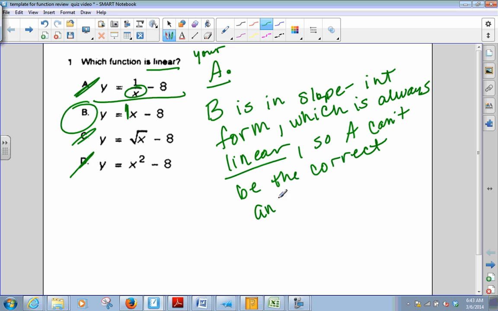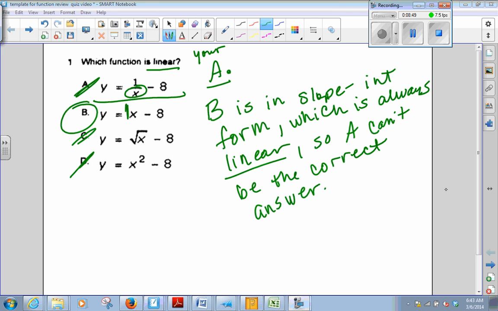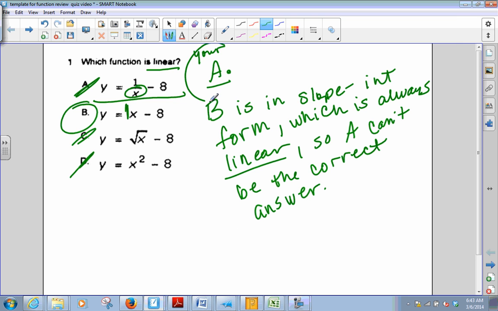I know it seems like I'm asking for a lot, but remember, I've talked to you in class about how many points you're going to get back for this. So yeah, you're going to do a little bit of work in order to get these points back. So this is an example of what I expect over here out to the side. I want a specific reason. Don't just say, I didn't understand. Don't say, I looked at it wrong, IDK, any of that stuff that sometimes we like to write. You need a specific reason why it's not correct. B is in slope intercept form, which is always linear, so A can't be the correct answer. Okay, I'm just assuming that's what you picked, if you picked that for A.